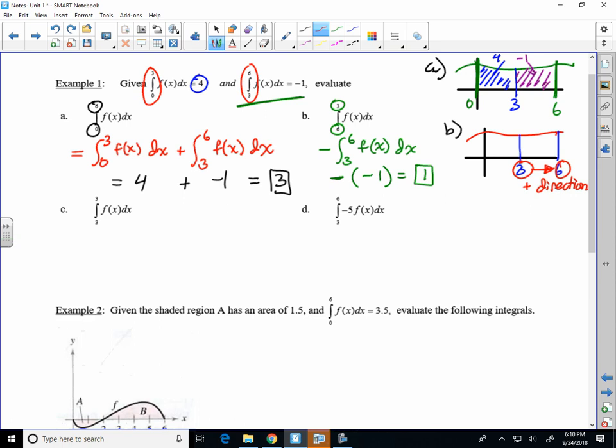If I wanted to find that distance, I would just do 6 minus 3. It's a movement of 3 units. But if I were going the other way, from 6 to 3, that would be in the negative direction. To get that distance, you would do 3 minus 6, which is negative 3.